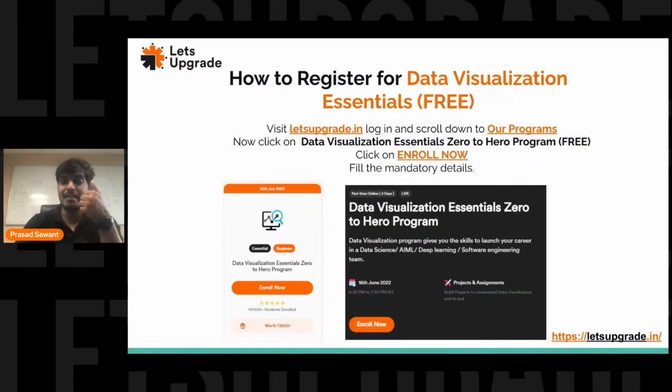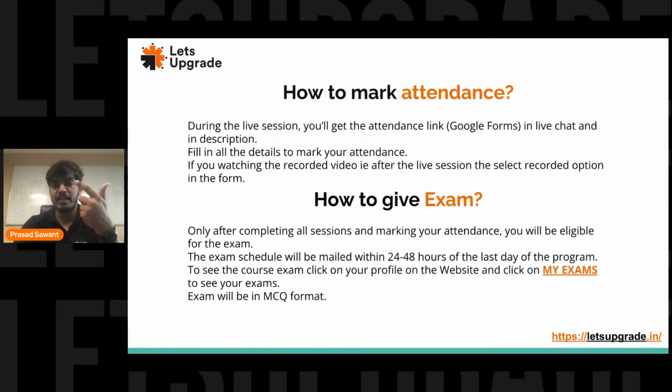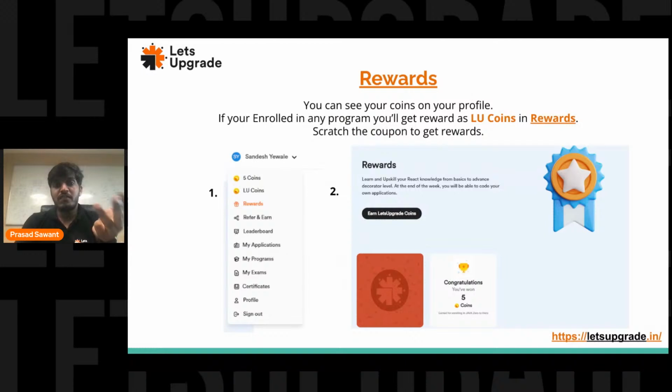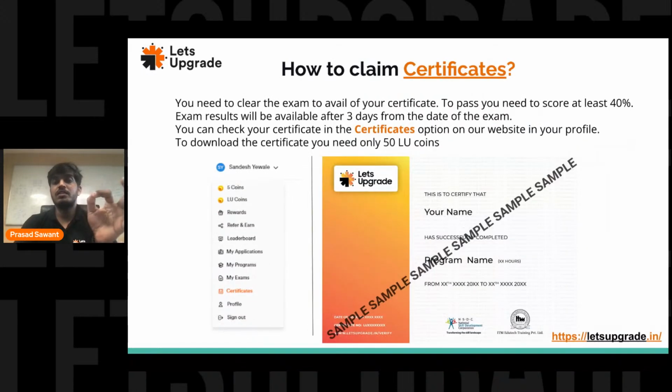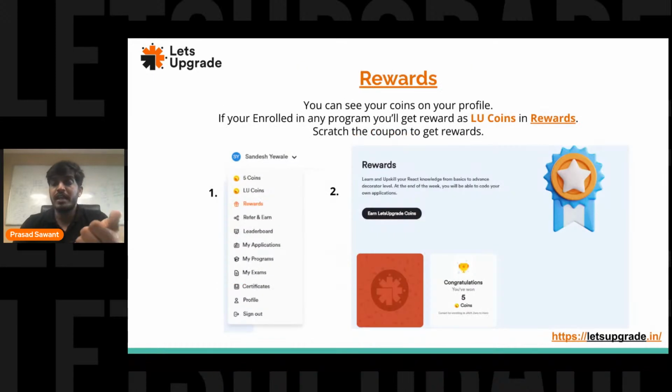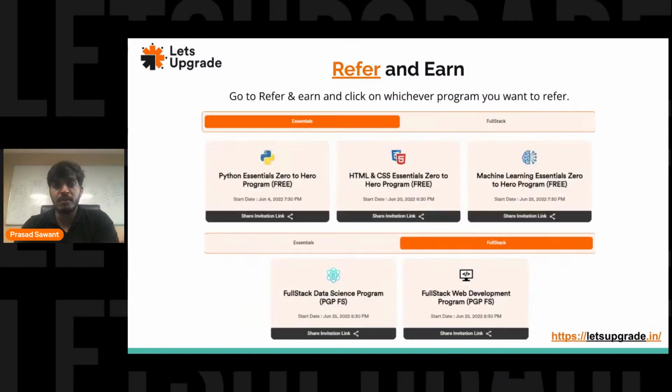So first step, as I mentioned, is register. Second is mark your attendance, give exam, get your certificate, which is required, which is having a condition of having 50 LU coins. You can get this by scratch card. How to get a scratch card is refer your friends, enroll into multiple programs, right? And you can also participate in the leaderboard game.